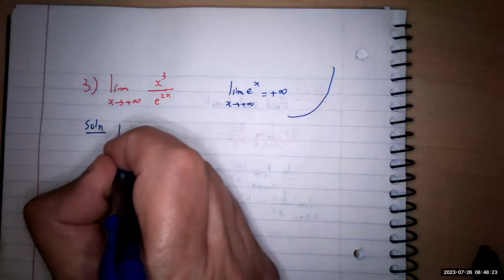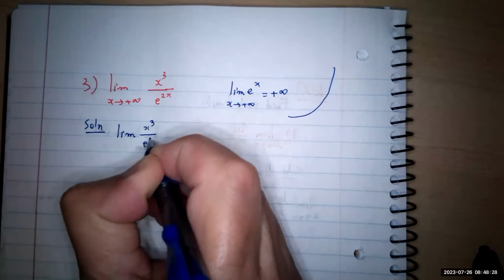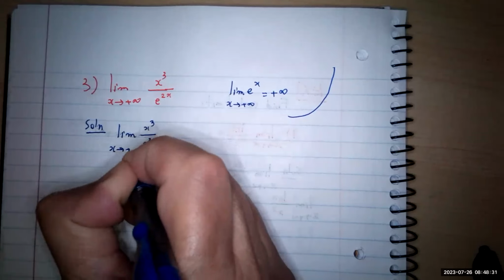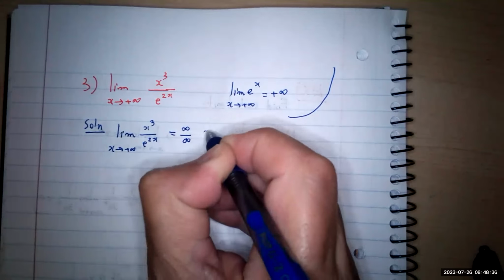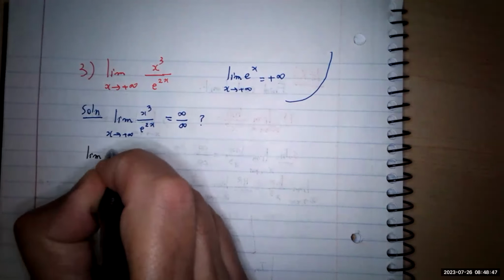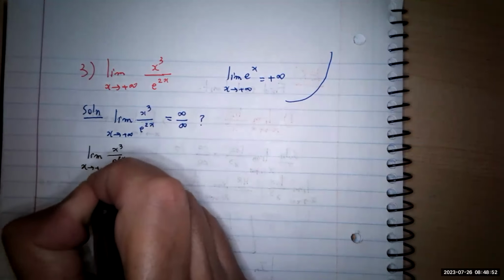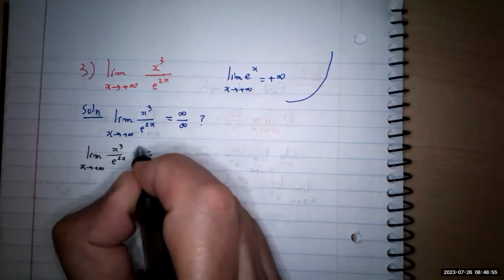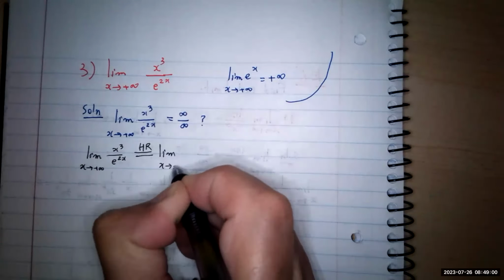So confirmation first, set the limit of x cubed over e to the 2x, x goes to positive infinity. As we talked about, the top would be infinity, the bottom one would be infinity. So it's indeterminate form. Of course, we have to use the L'Hopital rule. So we start it over. So that would be the limit of x cubed over e to the 2x, x goes to positive infinity. So this is going to be L'Hopital rule. So it's going to be limit of x goes to positive infinity.